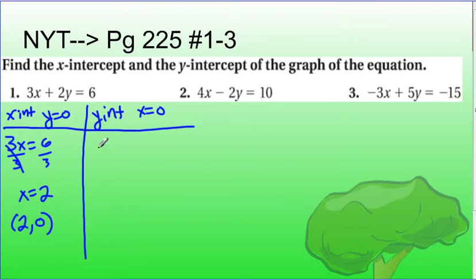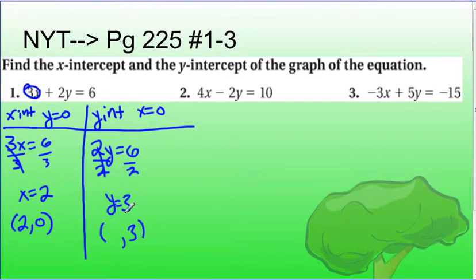Other side. The x value is 0. So if I plug in 0 for x, this piece cancels out. I get 2y equals 6 left over. Divide by 2, divide by 2. These cancel. y equals 3. And then my point: the y value is 3, the x value is 0, and there's number 1.